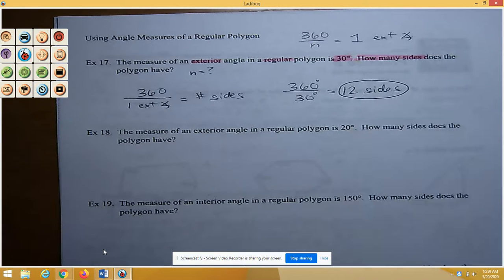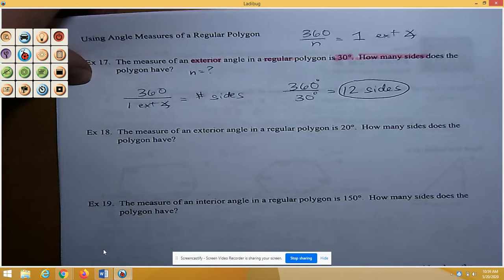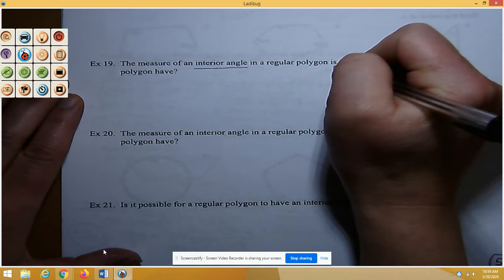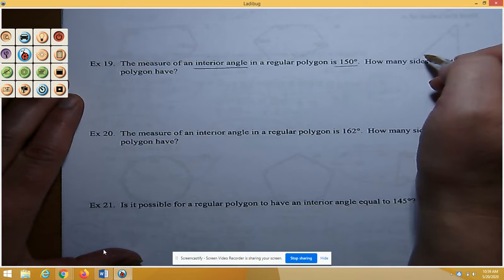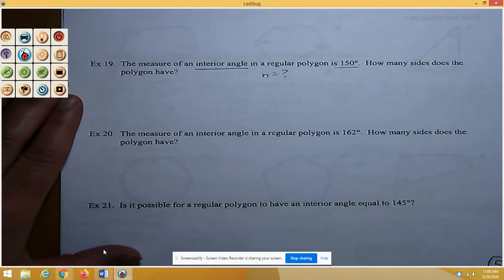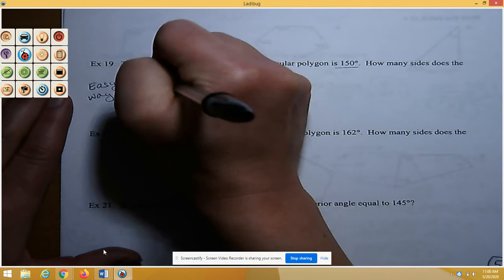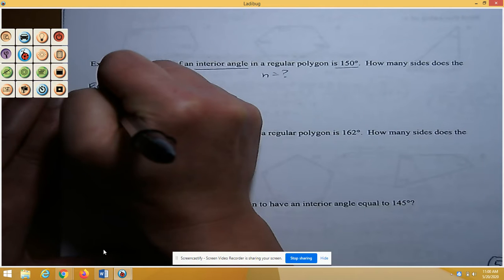So the last question we're going to do today is kind of the same question. We're going to do example 19. The measure of an interior angle of a regular polygon is 150. How many sides does the polygon have? So n equals, I'm looking for the number of sides. Well, I can show you two ways to do this. The easy way is to change it to an exterior angle. And guess what? We just did that.